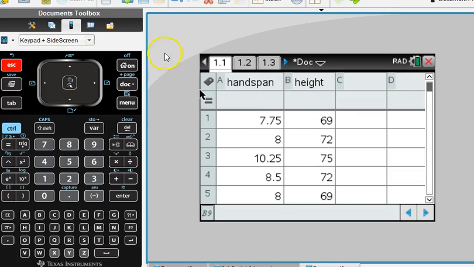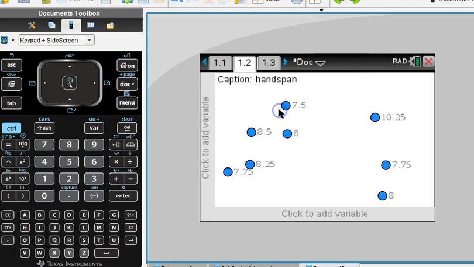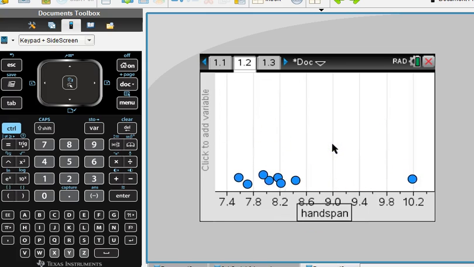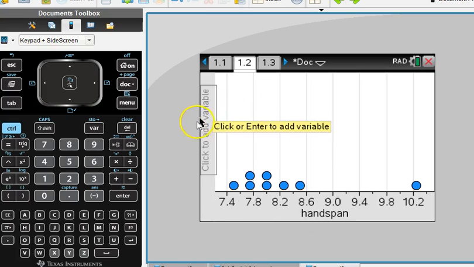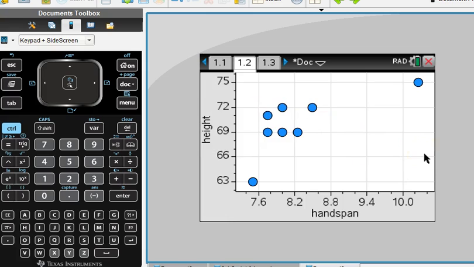escape here. We're going to go to insert a page, control doc, and we're going to insert a data and statistics page. We click on hand span because we're going to use hand span to predict height. So hand span would be the explanatory variable and height would be the response variable. Now I noticed kind of a slight curve in this data. It's not the greatest data in the world because we only had 8 of us, but we're going to use this as an example.